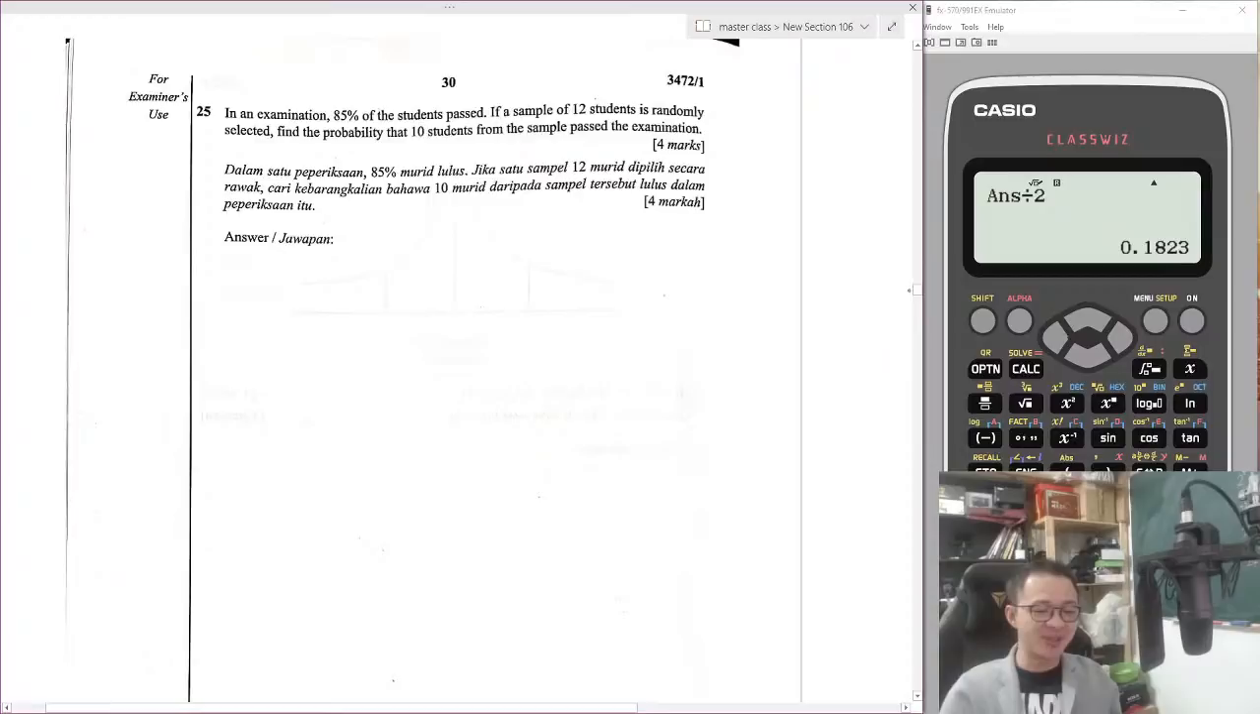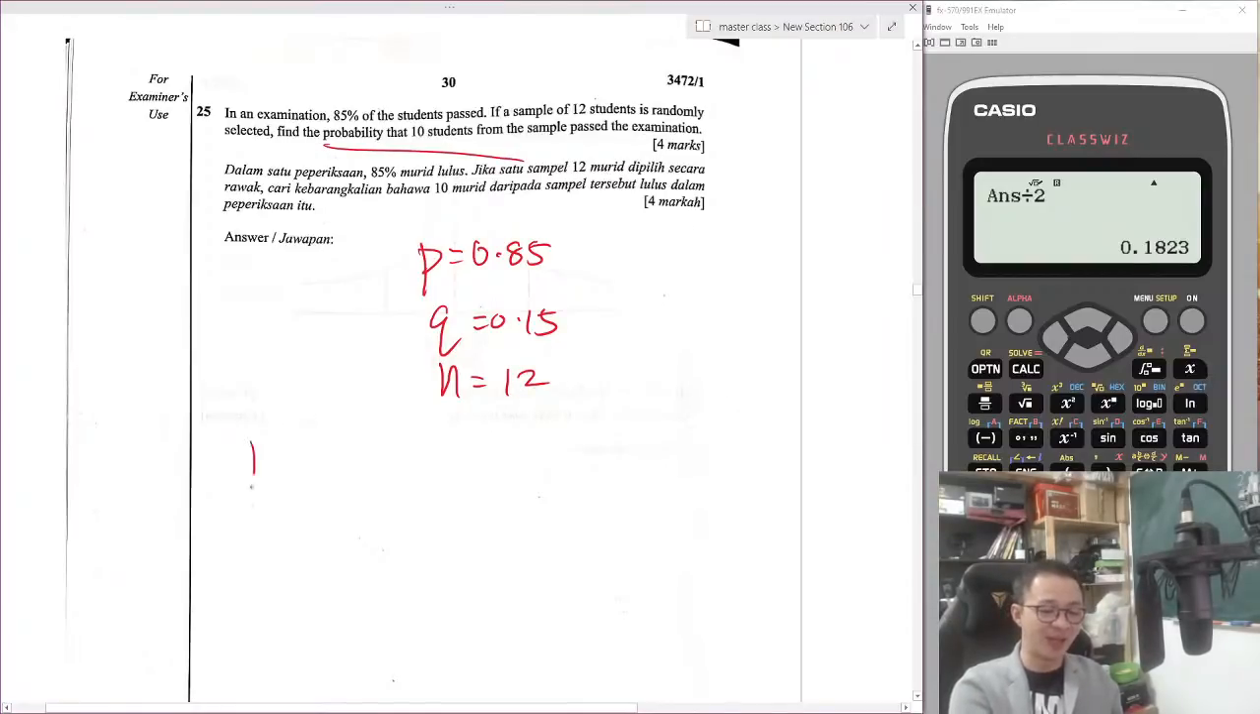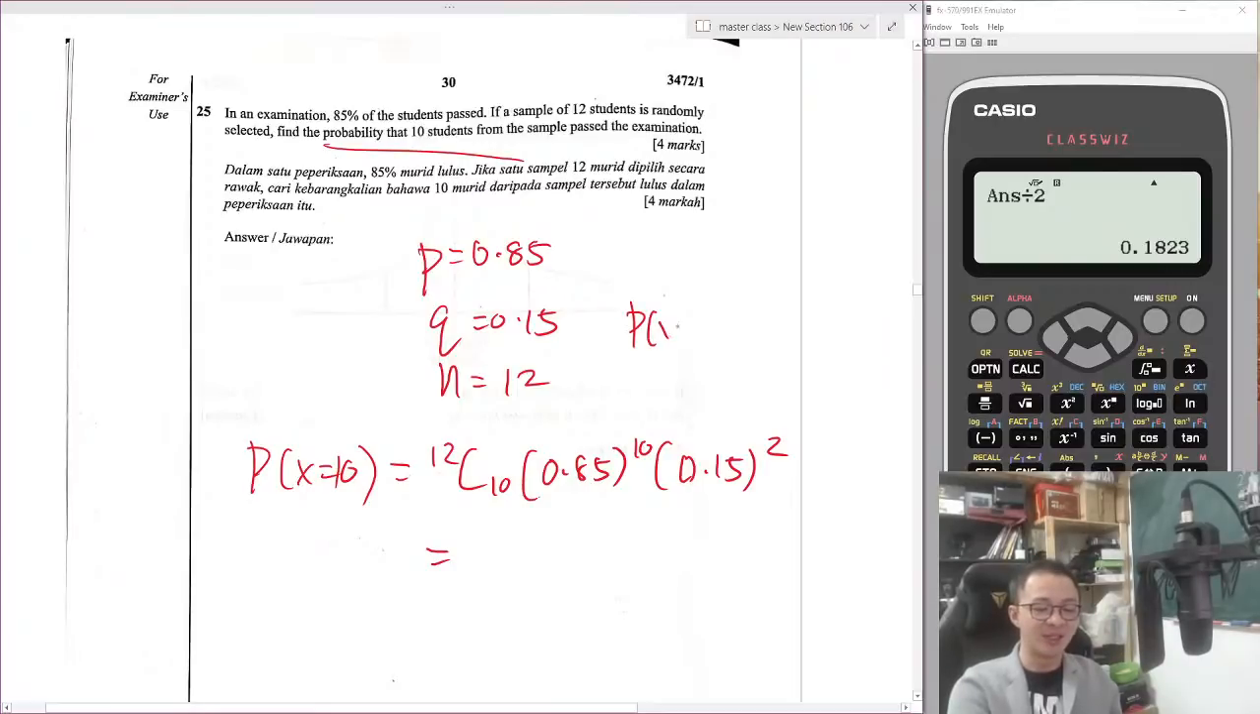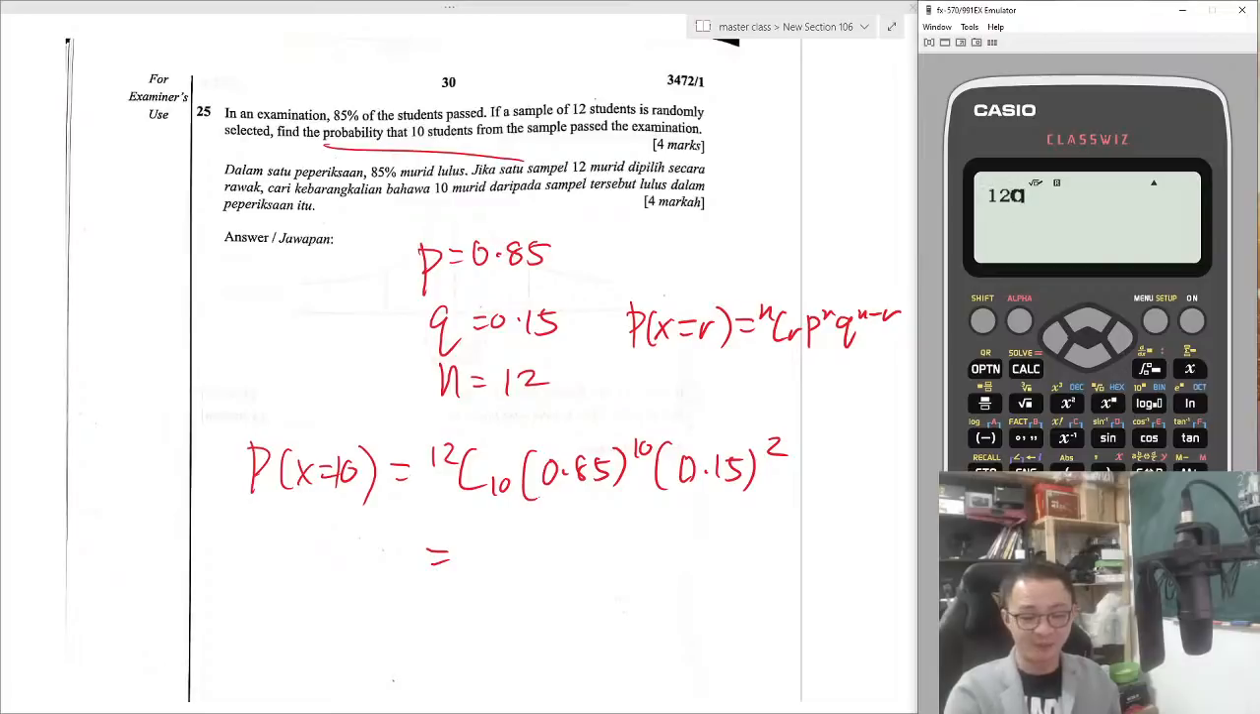Okay, in the exam, 85% pass, so it's binomial. P equals 0.85, Q equals 0.15, sample size N equals 12, find the probability and R equals 10. So when X equals 10, it's 12C10, sorry, 12C10. P is 0.85 to the power of 10, Q is 0.15 to the power of 2. This is just using the formula: P(X = r) = nCr, p^r, q^(n-r). Just apply this one, type everything in the calculator.